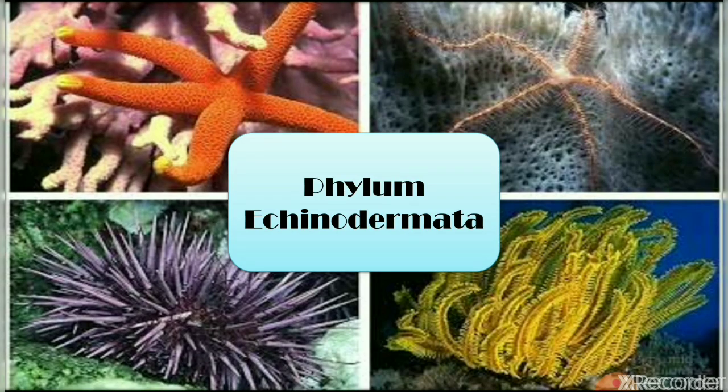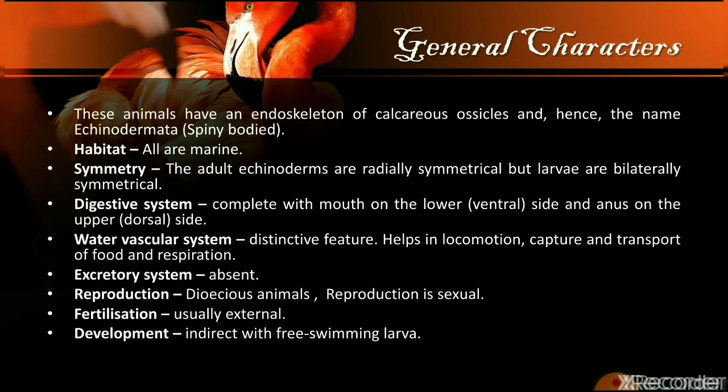The next phylum is Phylum Echinodermata. The word Echinodermata is again taken from two Greek words. Echinus means spiny, dermatos or dermal means skin. These animals have an endoskeleton of calcareous ossicles and hence the name echinoderms or spiny skinned animals. They all are marine.